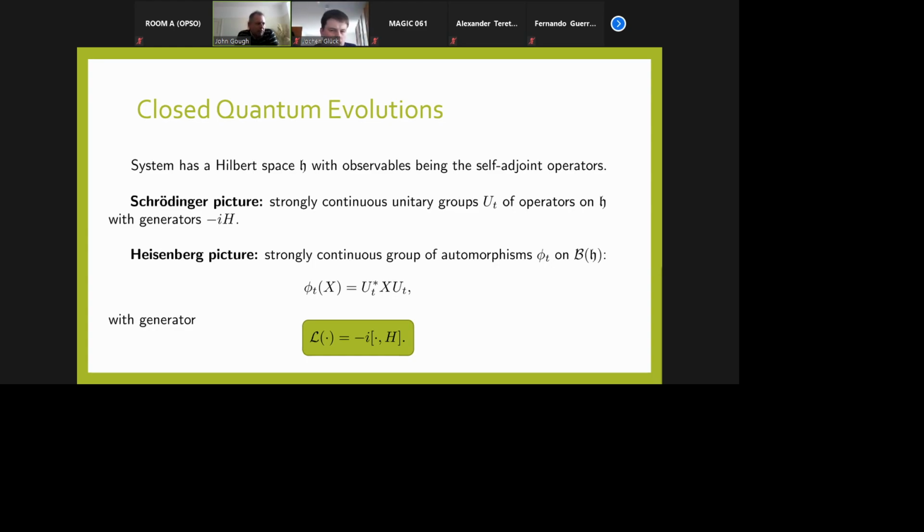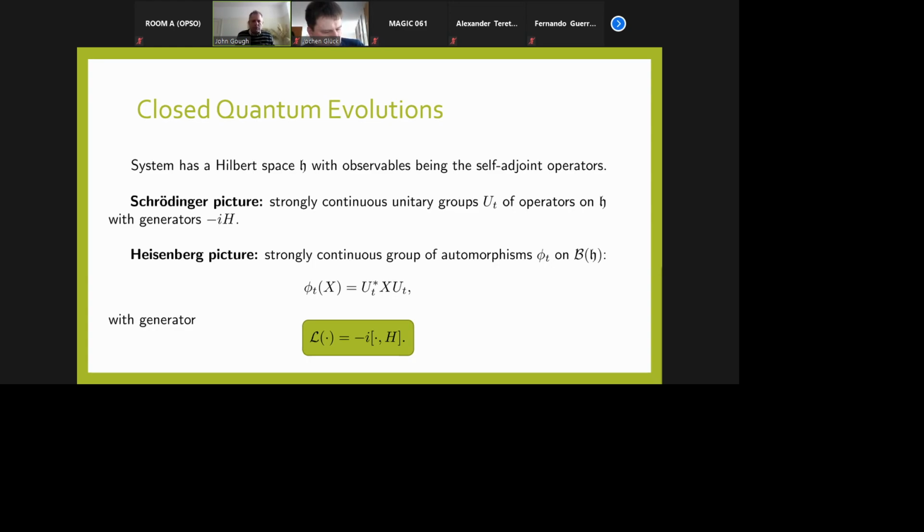And of course, the generator here will take the following form of just a commutator with the Hamiltonian. Again, the same Hamiltonian that's acting as generator for the Schrödinger picture dynamics. Okay, I haven't discussed domains here, but obviously the generators are to be understood on the respective domains.